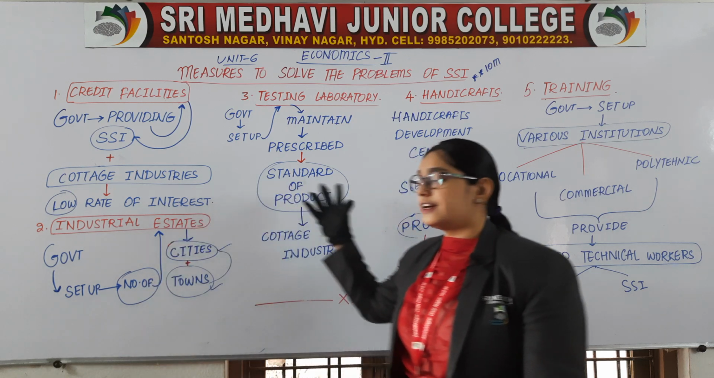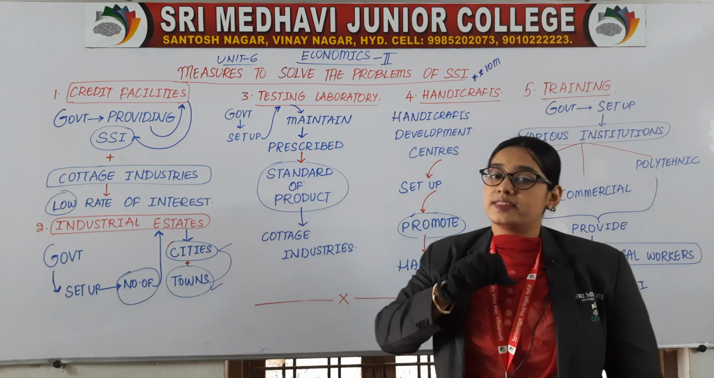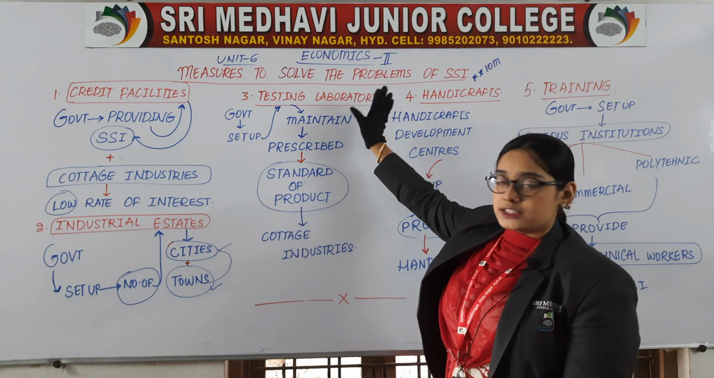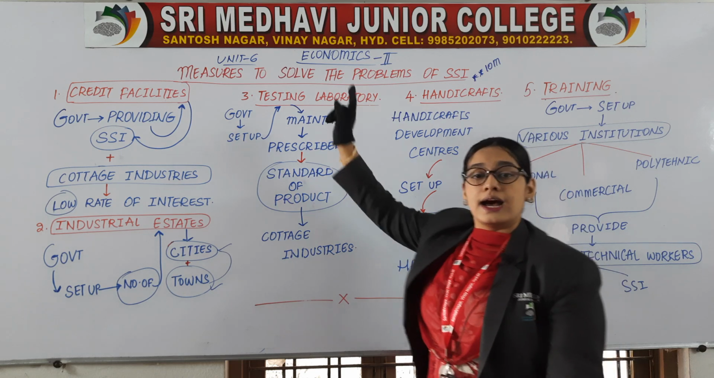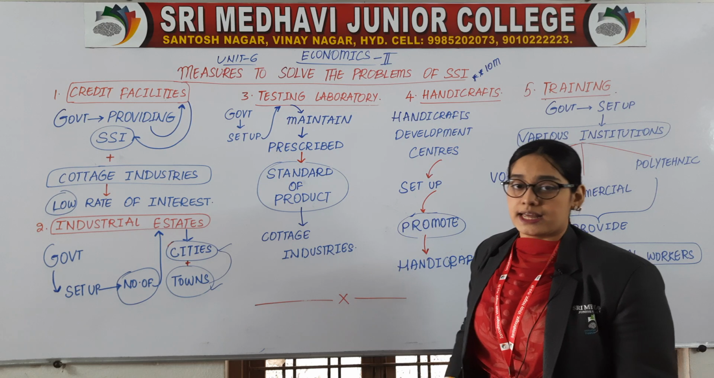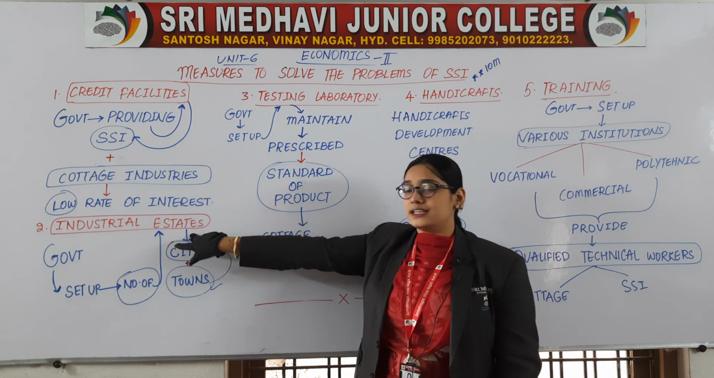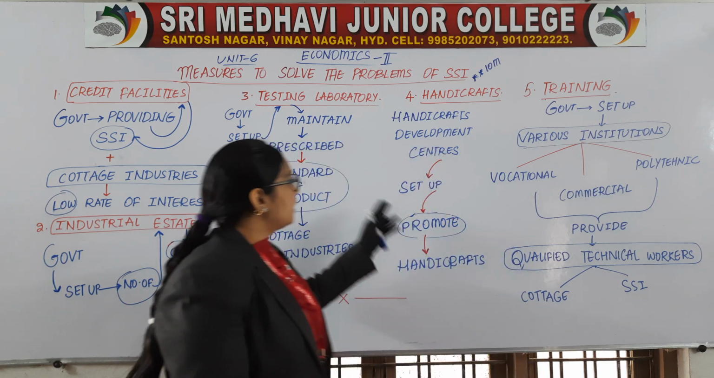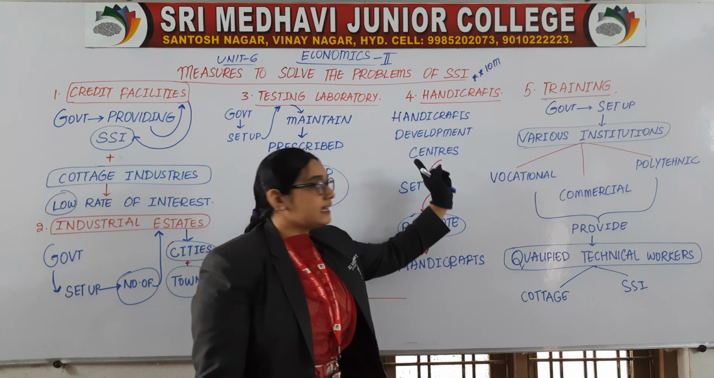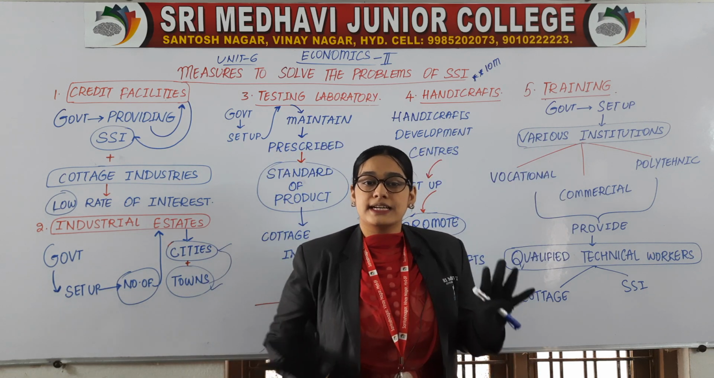In the whole answer, we have discussed that the government is focusing on the development of small scale industry and cottage industry. So all these 5 points are the measures to solve the problem of SSI. First measure is credit facility. Second is industrial estates. Third is testing laboratories. Fourth is handicrafts. And fifth is training. So this topic is completely cleared.